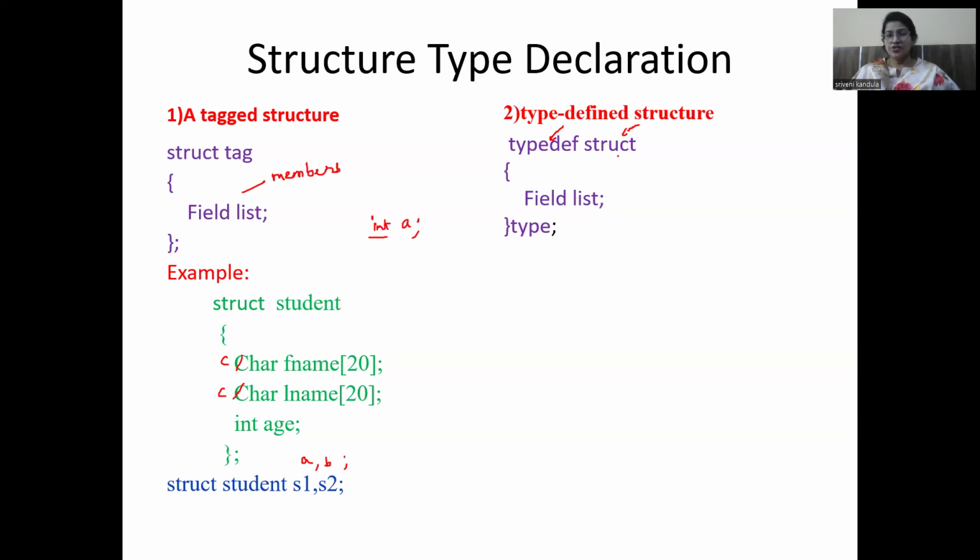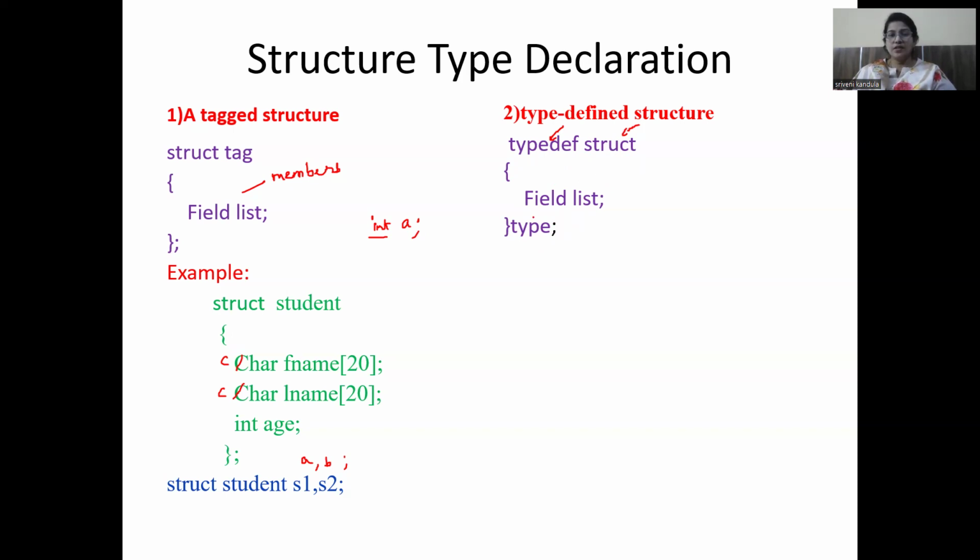Typedef struct, and inside these curly braces, you can give a field list or the set of members, and then the type. This type is nothing but the name of the structure, and close it with a semicolon. Always a structure should be ended with a semicolon. Otherwise, you will get a syntax error.